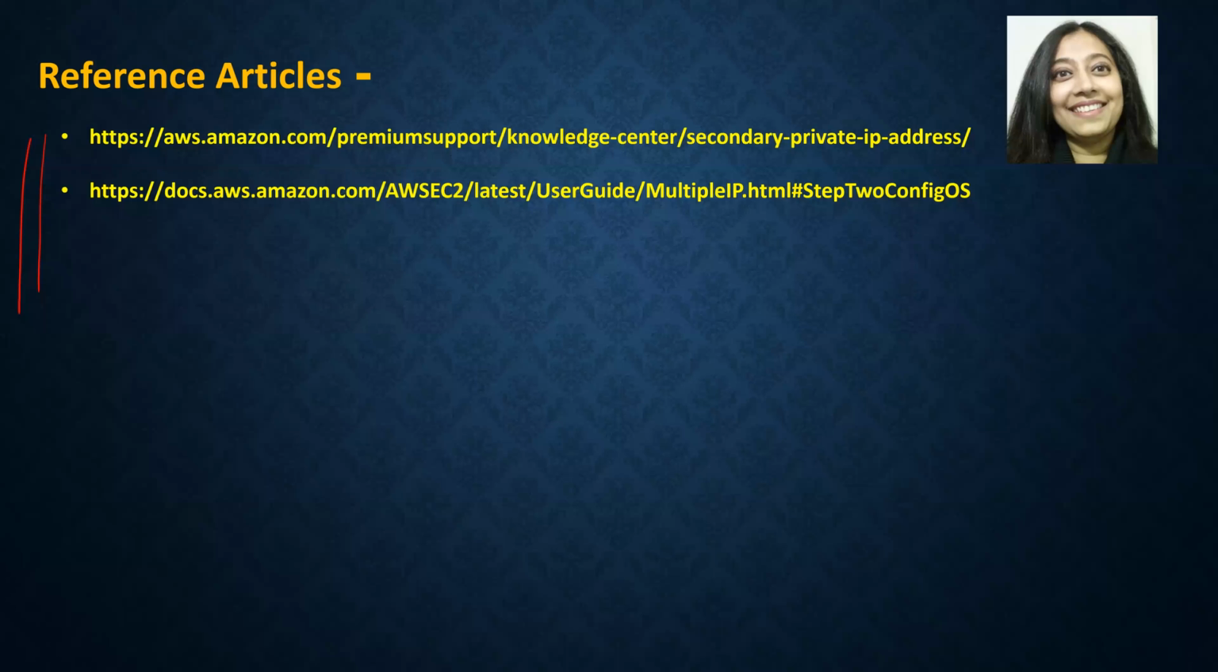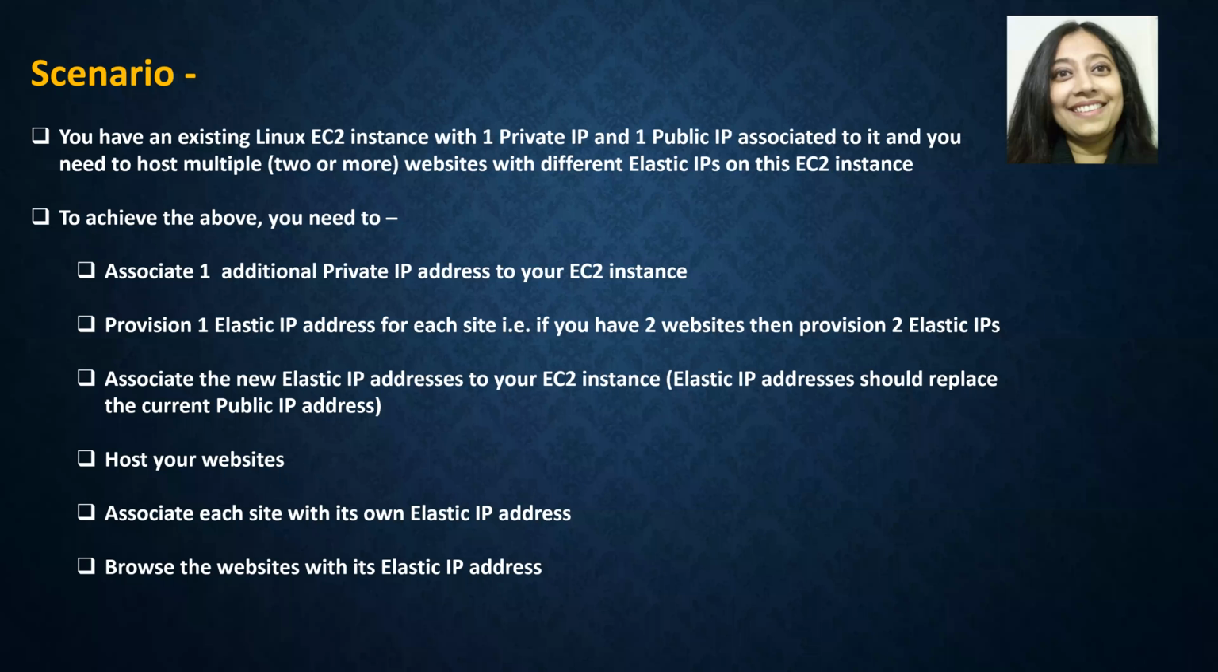Okay. Let us continue further ahead. Scenario for our lab today. You have an existing Linux EC2 instance with one private IP and one public IP associated to it. You need to host multiple, that is two or more, websites with different elastic IP addresses on this EC2 instance.